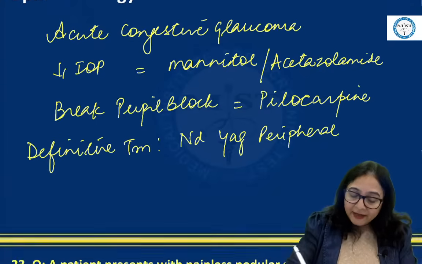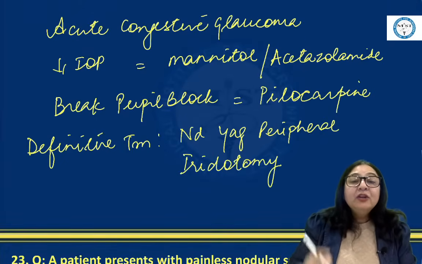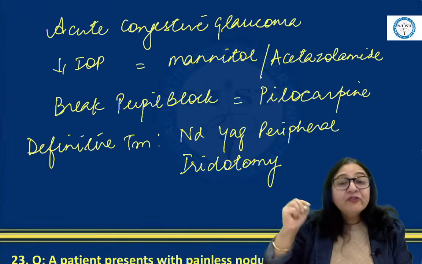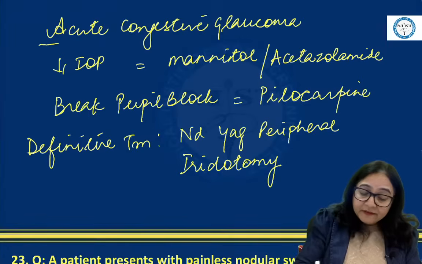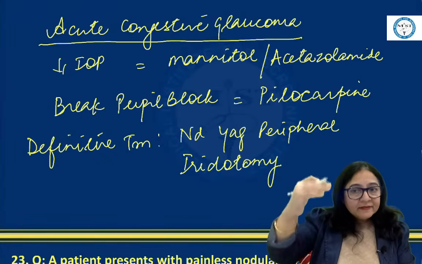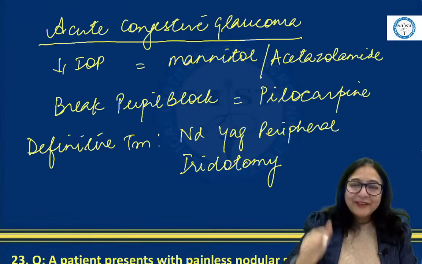ND-YAG peripheral iridotomy, making a hole in the peripheral part of the iris to prevent the future attacks of acute congestive glaucoma. ठीक है बच्चे? So this is what needs to be done in these cases. All right? ठीक है? Okay.